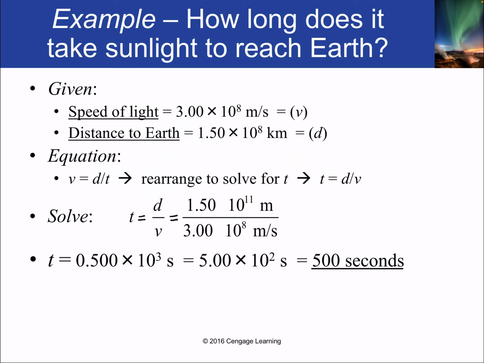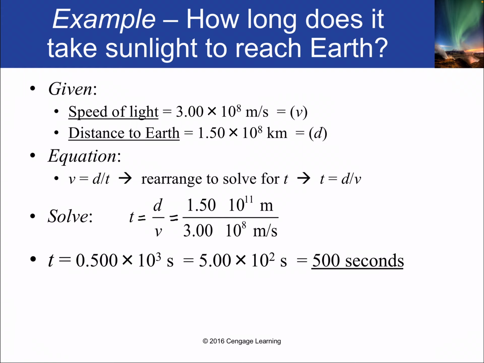Okay, we are picking up back in Chapter 2, Part 2, and our next slide is an example problem where you're asked to find how long it takes sunlight to reach the Earth. The items that you're given in this problem, or that you can look up, would be the speed of light, which is 3 times 10 to the 8 meters per second, and also the distance to the Earth, which would be 1.50 times 10 to the 8 kilometers.